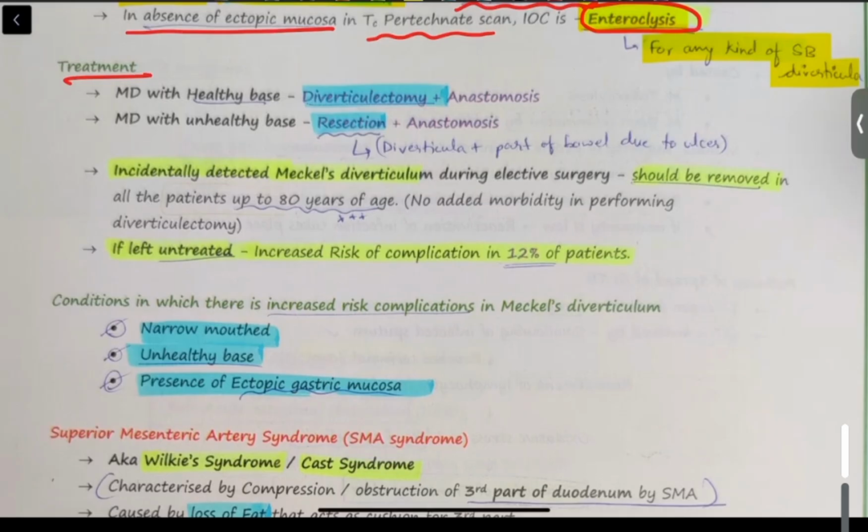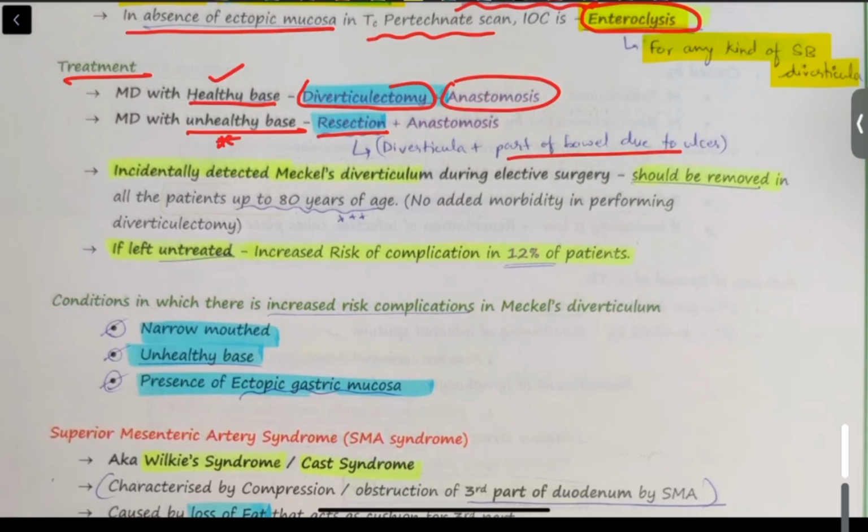So Meckel's diverticulum with healthy base and with unhealthy base, we can say. Okay, with a healthy base, there is no loss of blood supply and it is still persistent for this base. So in that case, we'll just remove the diverticulum whatever was there, and then we'll anastomose it. Okay, if there is an unhealthy base, then we'll have to go for resection, that is the diverticulum along with some part of bowel which was unhealthy is removed. So that is resection and anastomosis.